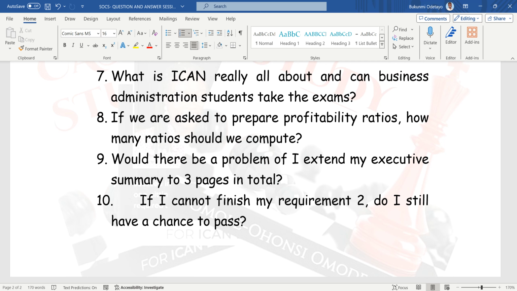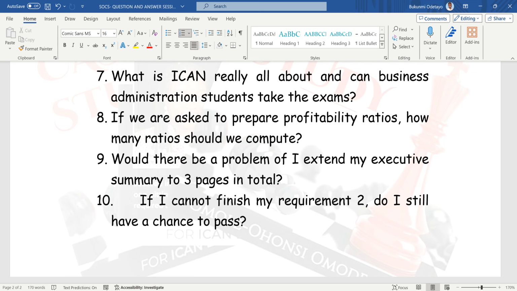Sometimes they give you specifics of what they want to see, but sometimes they are very open. So for profitability ratios, because you don't have time, just show 4-5 ratios. In fact, five might be a bit much, but let's just say five is sufficient. You don't need to calculate all the ratios, because I'm sure the ICAN question will not just ask you to calculate profitability. There'll be other requirements you have to do.